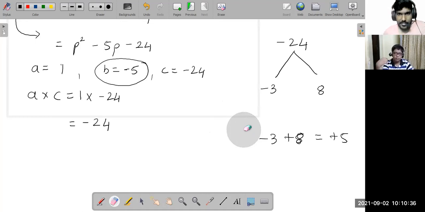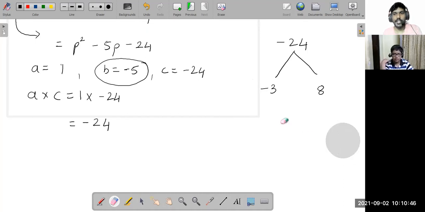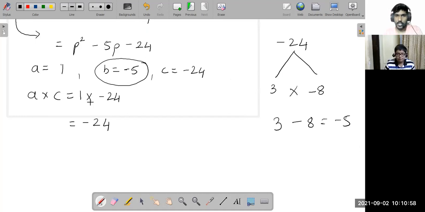Then change the signs. Give minus to 8. Minus sign, give it to 8. Don't give it to minus 3. Give it to 8. Now 3 into minus 8 is minus 24, and 3 minus 8 is minus 5, which is B. Got it?